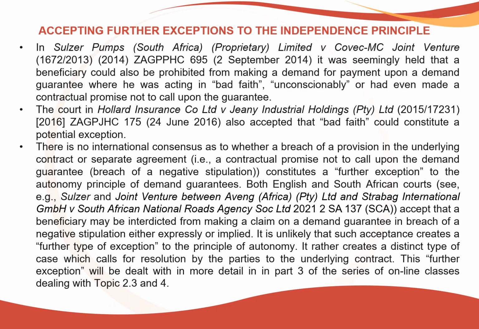Now, both English and South African courts, for example, in the Schulze case, and more recently, the judgment by the Supreme Court of Appeal in the joint venture between Aveng and Strabag International, accepted that a beneficiary may be interdicted from making a claim on a demand guarantee in breach of a negative stipulation, either expressly or impliedly. It is unlikely that such acceptance creates a further type of exception, in our view, to the principle of autonomy. In our view, it rather creates a distinct type of case which calls for resolution by the parties to the underlying contract and where the party making the call may be interdicted.